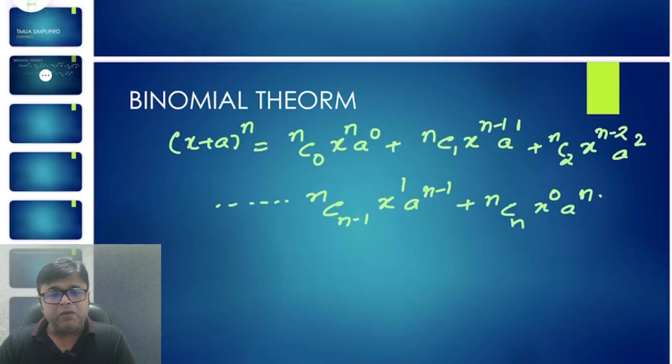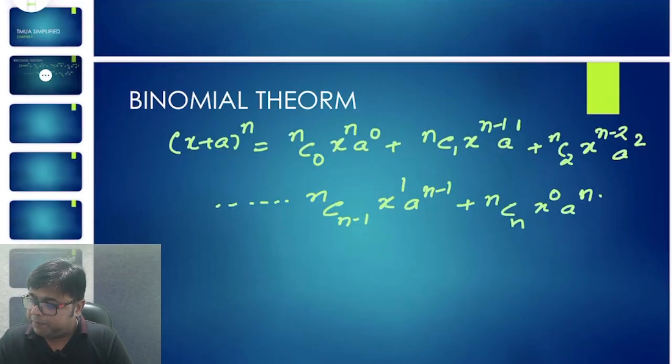Now how do we come to this, is the question. Although I can mug up this expansion and do questions on it, it is imperative that I understand why this expansion is there in the first place, why these nc0, nc1, which we call coefficients, are there.